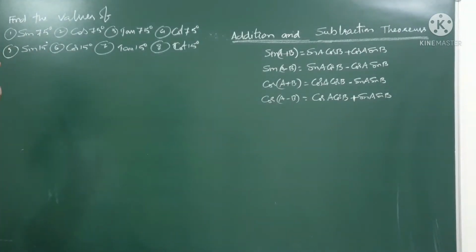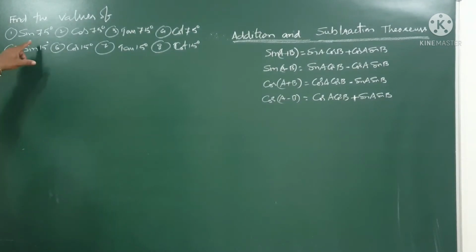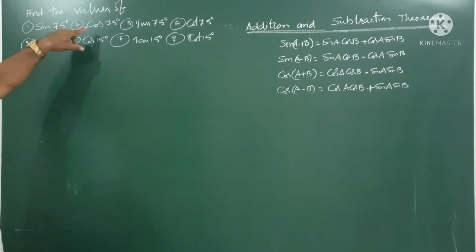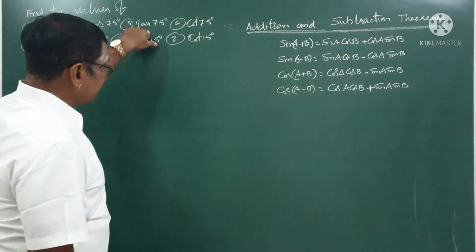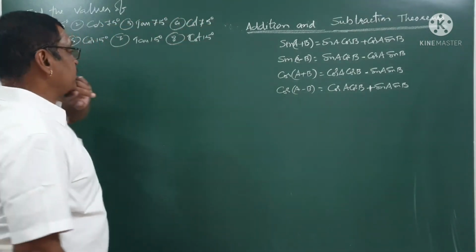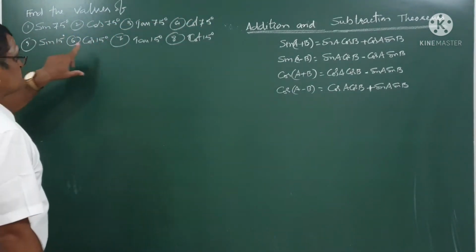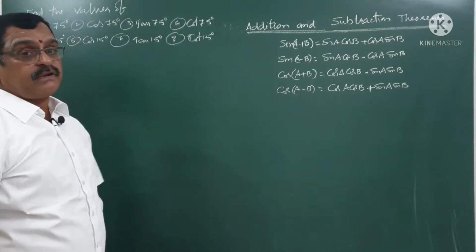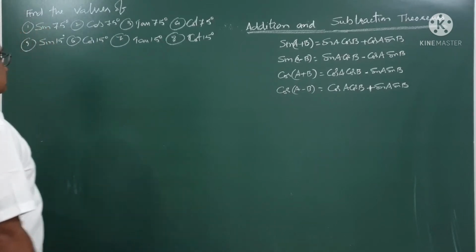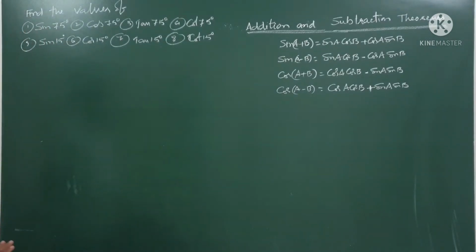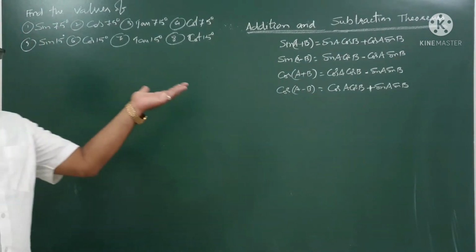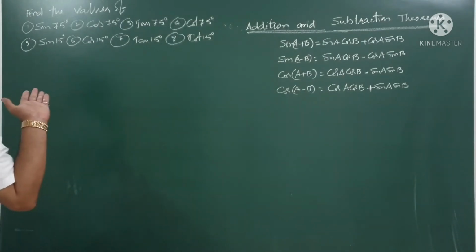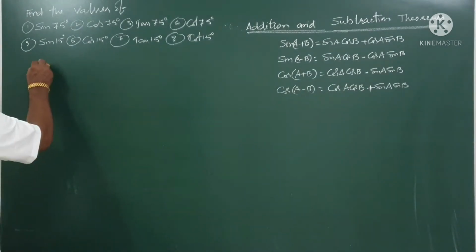Next one, find the values of sin 75 degrees, cos 75 degrees, tan 75 degrees, cot 75 degrees, sin 15 degrees, cos 15 degrees, tan 15 degrees and cot 15 degrees. Now one by one we do. Of course I am going to use these addition and subtraction theorems to find these values. So first one, solution.